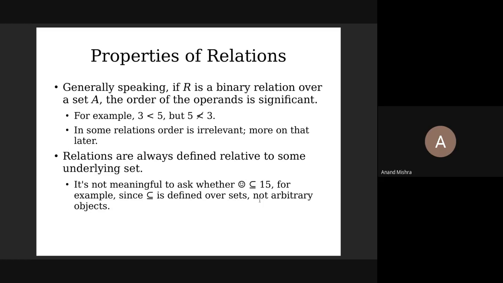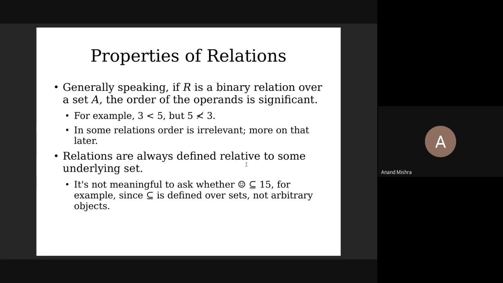In some cases it might be okay, for example, equal to. If you are talking about the equal to relationship, order does not really matter. But in general, for any relation, A R B does not trivially mean B R A, because that depends on the nature of R. For example, 3 is less than 5, but that does not mean 5 is less than 3. In some relations order is irrelevant, and we'll see more on that later.